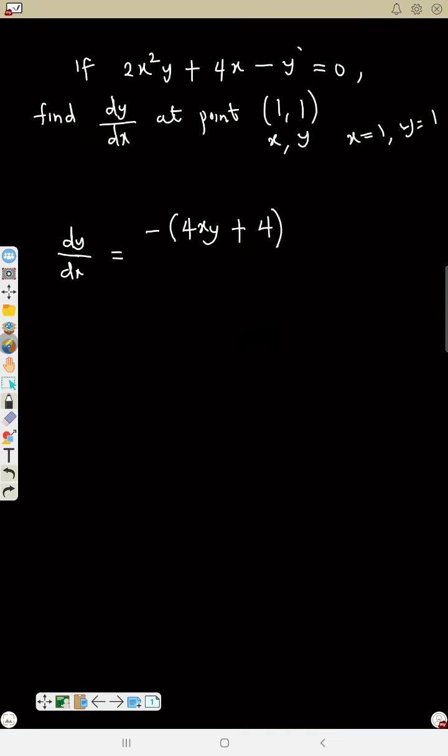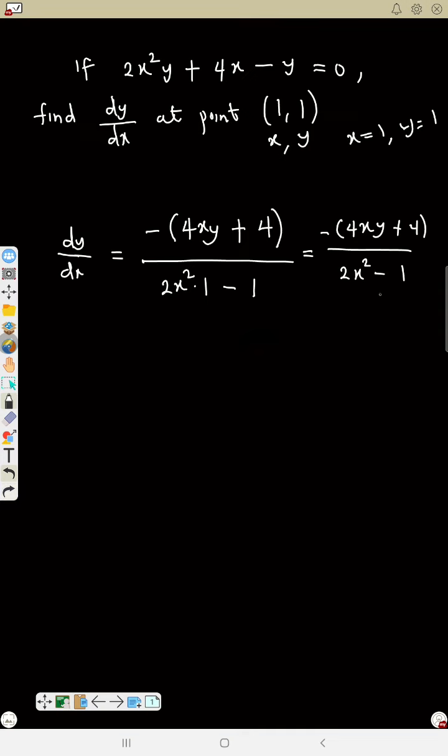Now for the down one, differentiate only y. So this one will be 2x squared times 1, because if you differentiate y you get 1. Then plus, now this 4x will become 0 because we are doing only y. Then I'll have minus, then I differentiate y, you get 1. So this is the answer. So that means this can be minus 4xy plus 4, then divided by 2x squared minus 1.